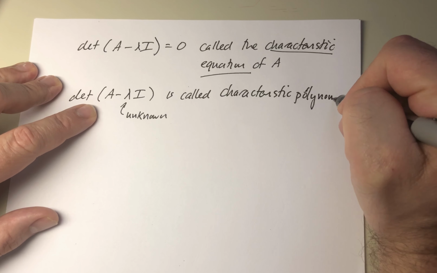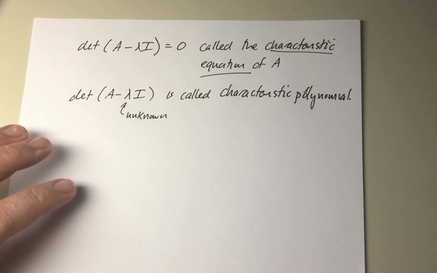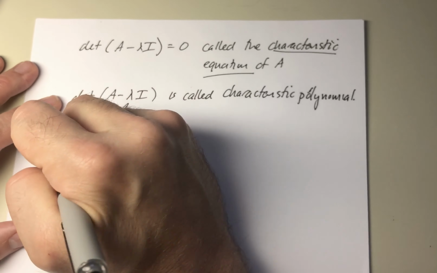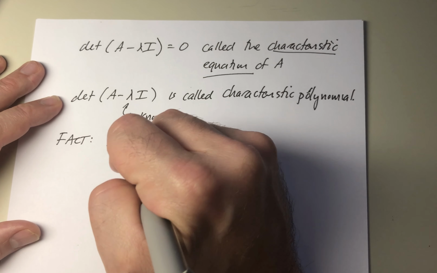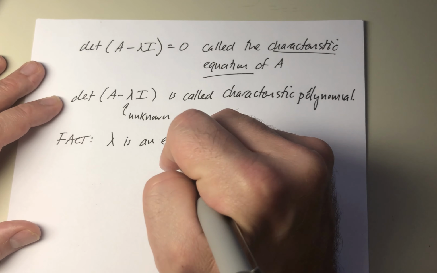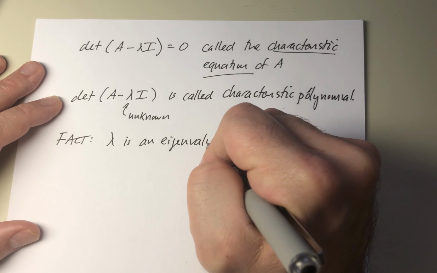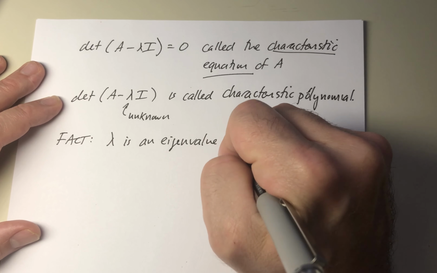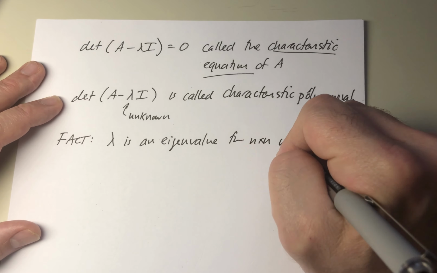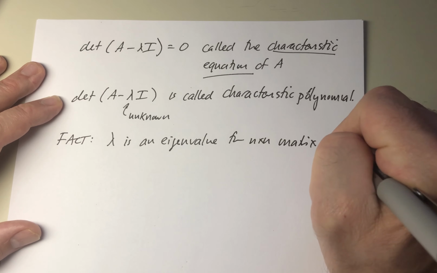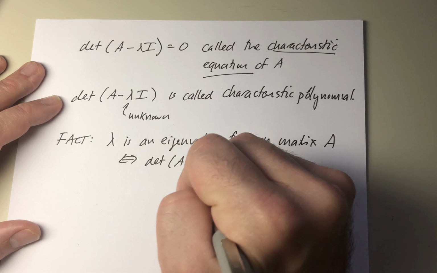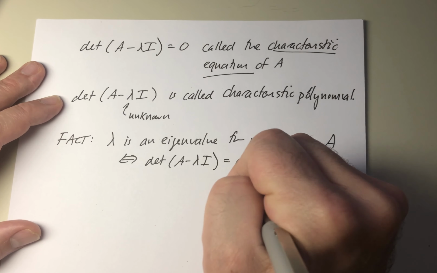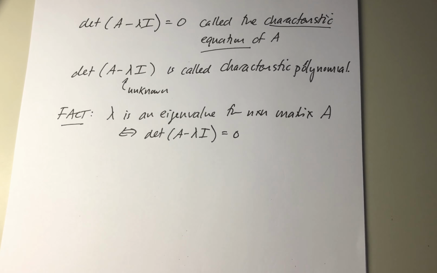Polynomial. Okay? And so the fact that we just worked out in the example is that lambda is an eigenvalue for an n by n matrix A if and only if the determinant of A minus lambda I equals 0. So this is the important recipe here.